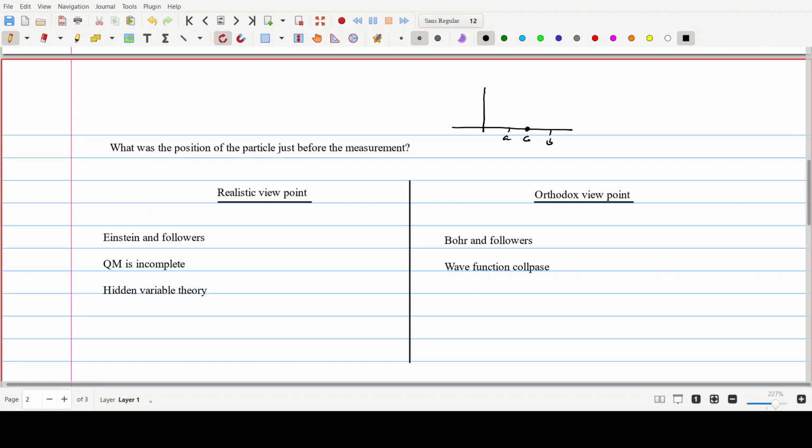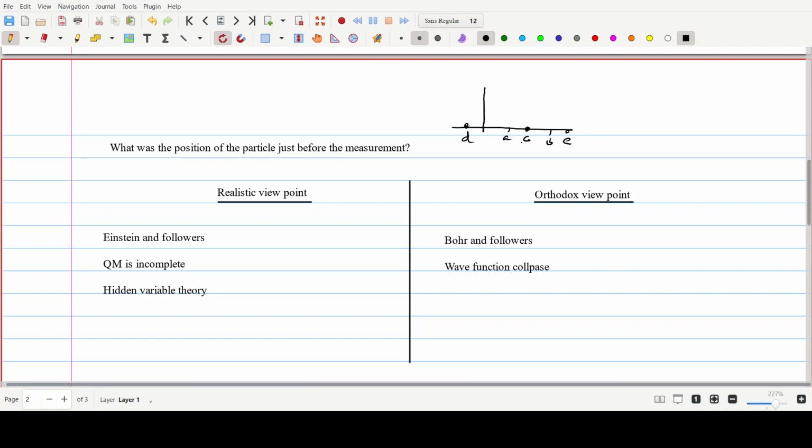Now, what is the orthodox viewpoint? It is exactly the opposite viewpoint. The orthodox viewpoint is put forward by Bohr and his followers. According to them, we cannot say the position of the particle just before the measurement. It can be anywhere. It can be at A, or at B, or here, maybe D, or here at E. It can be anywhere; we cannot say it is at C.